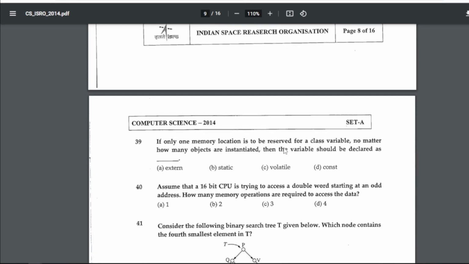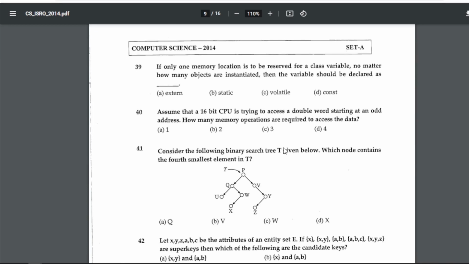Now question number 39 is asking: if only one memory location is to be reserved for a class variable, no matter how many objects are instantiated, then the variable should be declared as what? So for 39, our answer will be B, that is static. If only one memory location is to be reserved for a class variable, no matter how many objects are instantiated, then the variable should be declared as static.